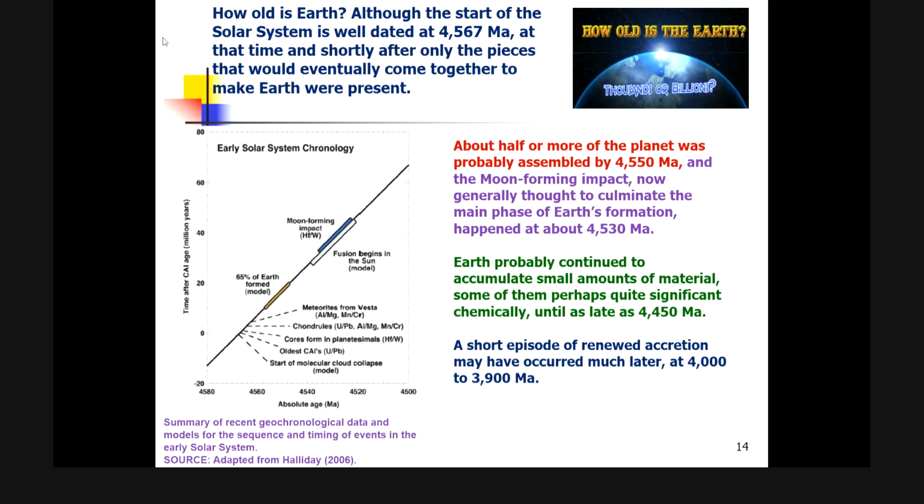planet was growing in size, and the moon forming event was an important landmark in the Earth's growth because that sort of led to the final growth phase of the Earth, adding the last 10% of the mass of the Earth to it, right? And the Earth probably continued to accumulate small amounts of material until as late as 4,450 million years, right?